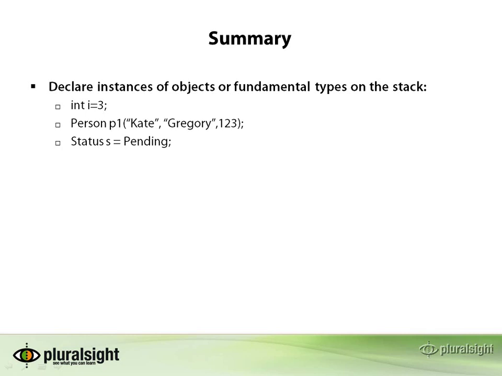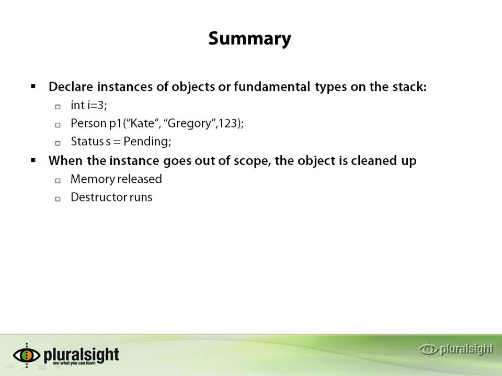When you make an object, an instance of a class on the stack like this, its lifetime is managed for you. When the instance goes out of scope, the object gets cleaned up. Any memory it was using is released, and the destructor runs, which might close a file, close a database connection, or in the demos you saw in this module, just write a message on the screen. You also saw the order in which constructors and destructors run when you're using an inheritance hierarchy for your classes.